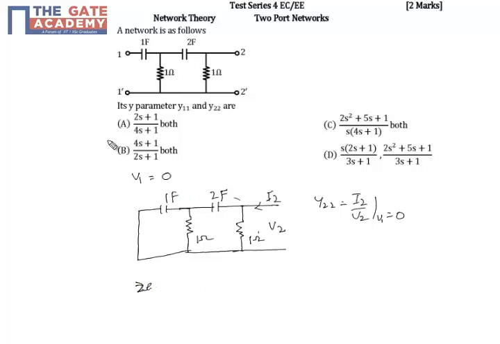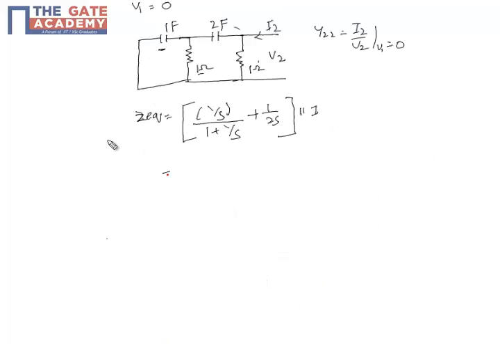When we calculate Z equivalent, first this capacitor is in parallel with the 1 ohm resistor. The expression for that equivalent impedance is 1 by s into 1, which is 1 by s, divided by 1 plus 1 by s, and that is in series with the 2 farad capacitor, so plus 1 by 2s, and that again is in parallel with the 1 ohm resistor. If we find the equivalent impedance, we get 3s plus 1 by 2s square plus 5s plus 1.